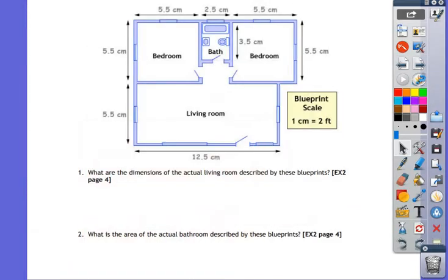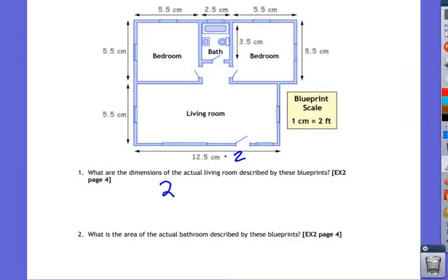Okay, let's go through. Number 1, we had to find the dimensions of the actual living room. So raise your hand if you feel like you found the dimensions of the actual living room correctly. All right, how did you find it? So I multiplied 12.5 by 2, and I got 25. Okay. Then I multiplied 5.5 by 2, and I got 11. So, and the answer is 275 feet.